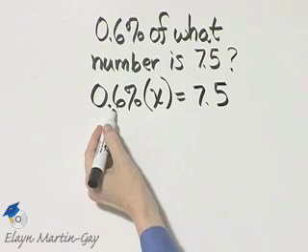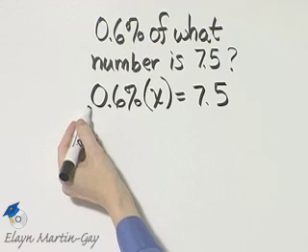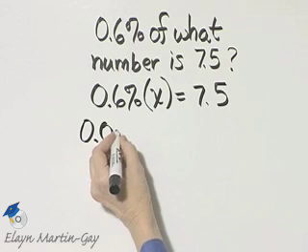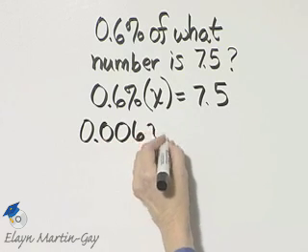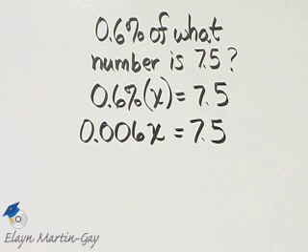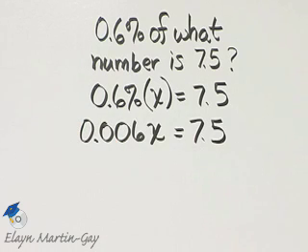Take a moment and write 6/10% as a decimal. To do so, move the decimal point 2 places to the left. If you do so, you'll have 0.006x is equal to 7 5/10. Once again, move it 2 places to the left. Then how do you solve this equation for x?